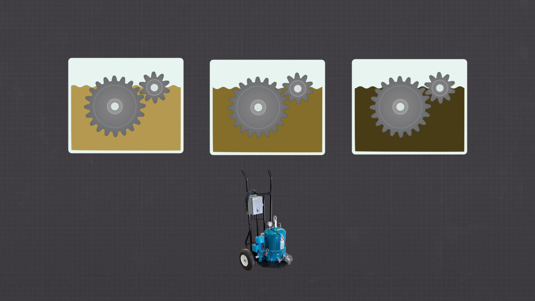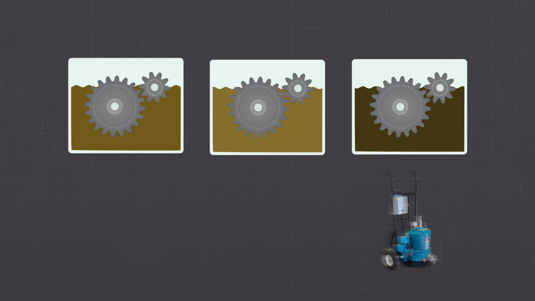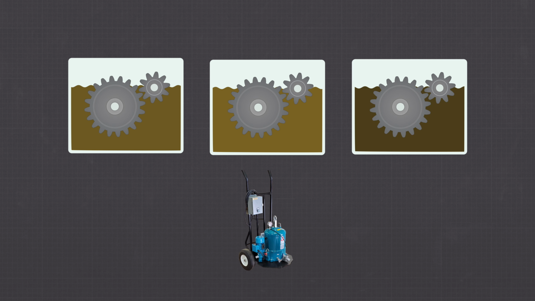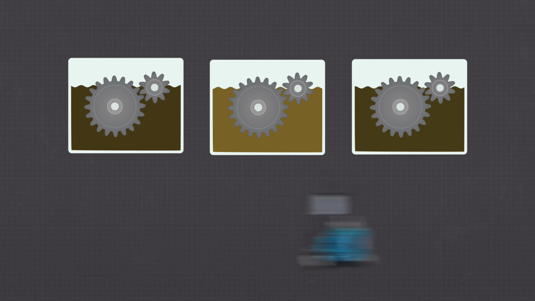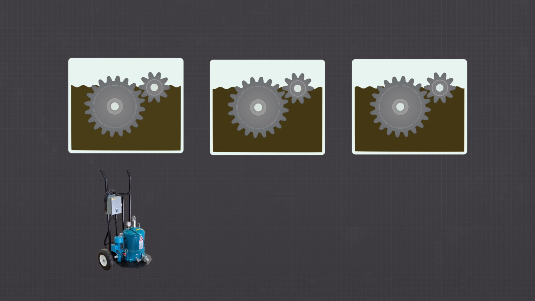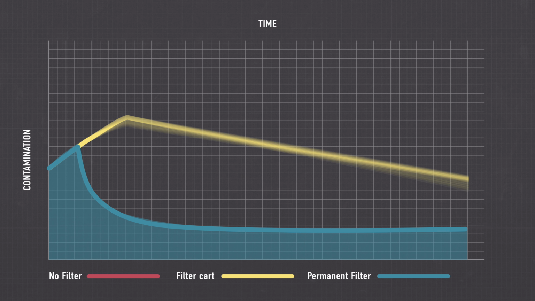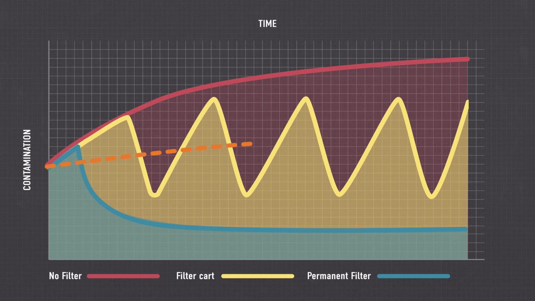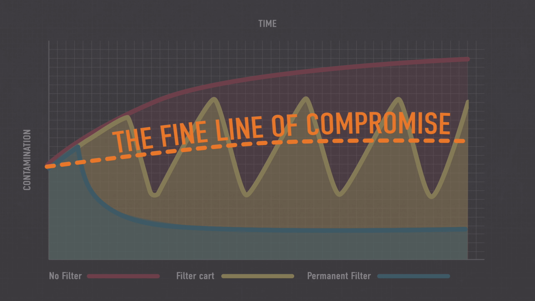If we try to offset that by filtering shorter each time and moving it more frequently, you can see that eventually the net effect on cleanliness would amount to slightly better than doing nothing. So no matter what, you will always be riding a fine line of compromise, and every system is going to be different to achieve acceptable results.